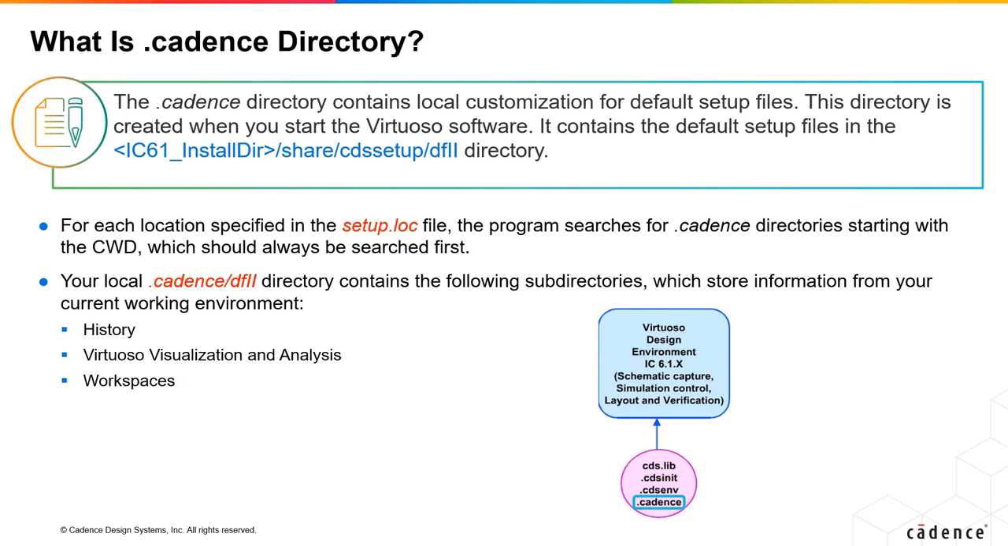Now, the .cadence directory contains some subdirectories that store information from your current working directory. One thing to remember is that if you delete this directory, then you lose all your customization and history items. We'll be discussing history items later in this class.